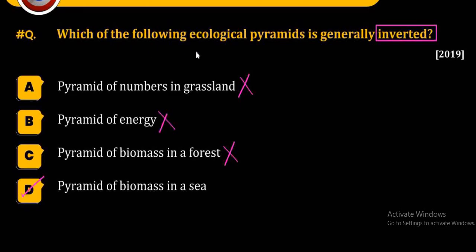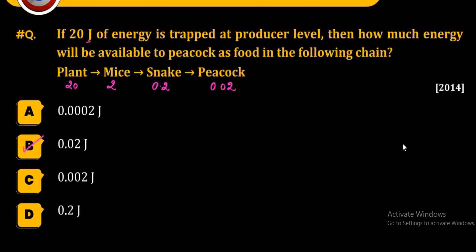Next question. Which of the following ecological pyramids is generally inverted? Option D, pyramid of biomass in a sea, it's generally inverted. Next question. If 20 joules of energy is trapped at the producer level, then how much energy will be available to the peacock as food in the following chain? Plant, mite, snake, peacock. So the correct option is B, 0.02 joule.